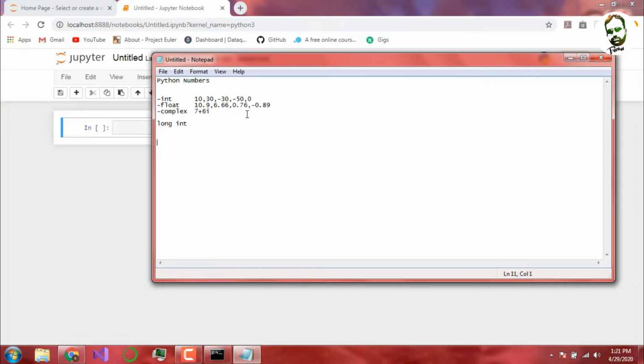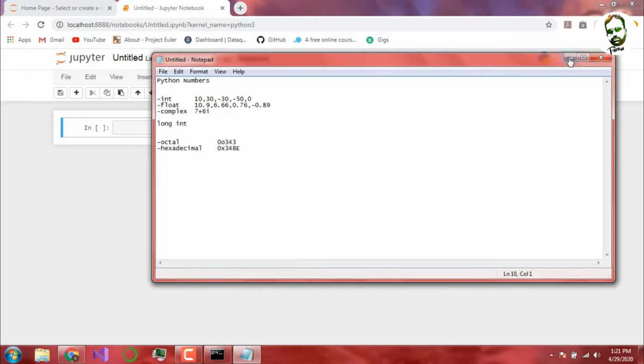Other than this, there are octal numbers and hexadecimal numbers. Hexadecimal are represented by 0x and octal are represented by 0o. Okay, and the rest can be any number after them, like this.